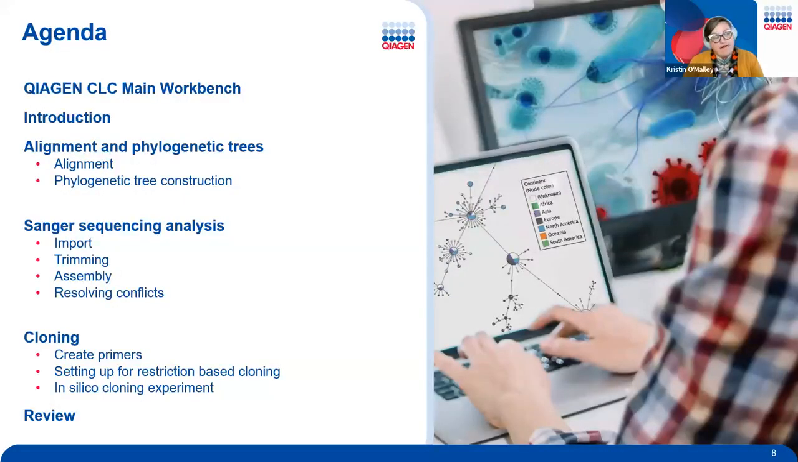So here's a quick agenda for what we'll be going over today. Of course, like I said, we'll be playing in the CLC Main Workbench here. So I'll give you guys a brief introduction as to what the Main Workbench is and what it isn't. And then we'll quickly jump right into the software itself, where we will be performing some alignment and then a phylogenetic tree from that alignment to have a look at the lineage of some of the samples that we'll be importing here. And then we will quickly move on to Sanger sequencing analysis.